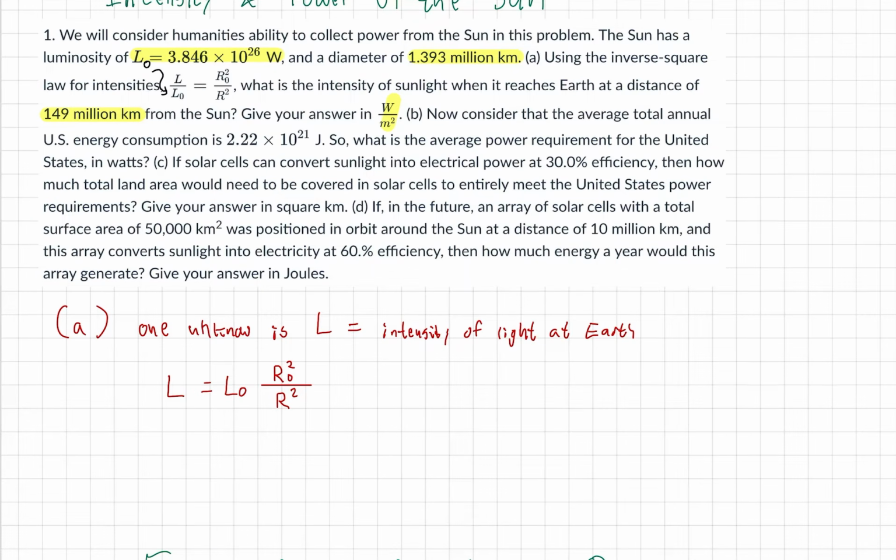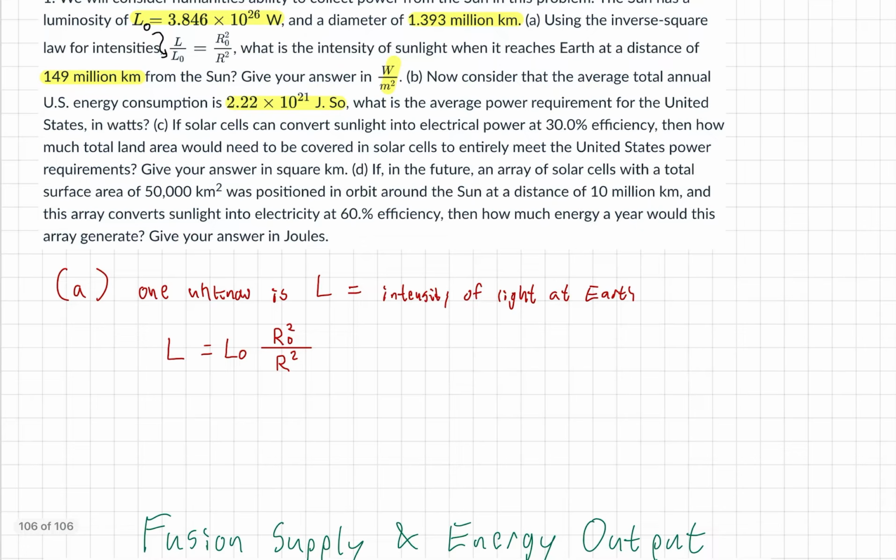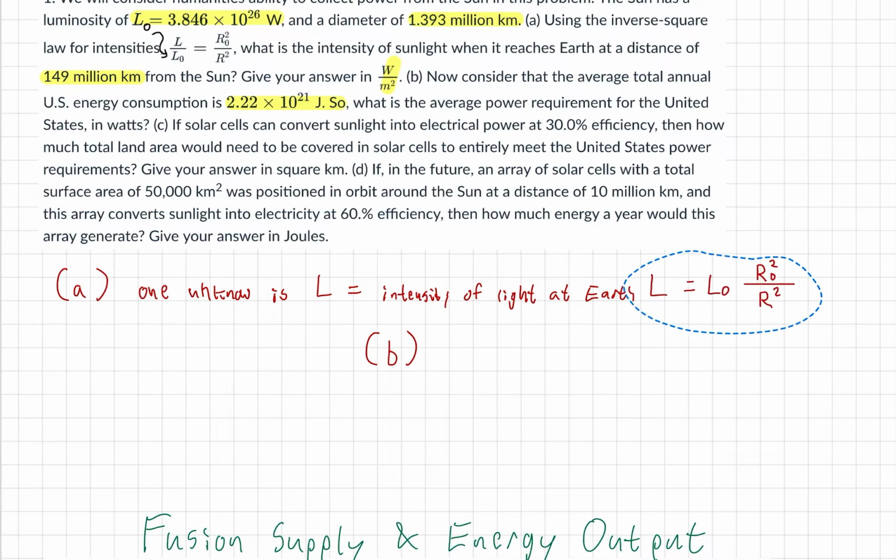In part B of this problem, we're asked now to consider that the average total energy consumption of the United States is this particular value. Okay, big number as you would expect. All right, so 10 to the 21 joules. So what is the average power requirement for the United States in watts? Okay, so this one should just be a straightforward calculation. It's really kind of a step to things to come. And actually, I'm going to put this over here.